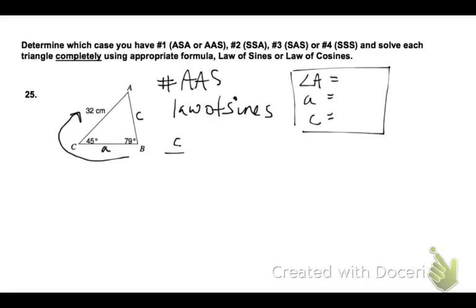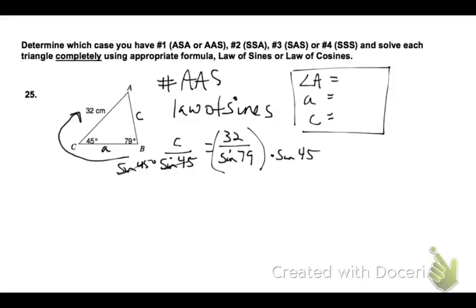So we'll say side C across from angle C, which is the sine of 45, equals, and then we can use the side length we were given and the angle. Take 32 and divide it by the sine of 79, and then multiply by the sine of 45. The solve is the same with the law of sines each time. And then that will give us, rounding to ones place, approximately a side length of 23.